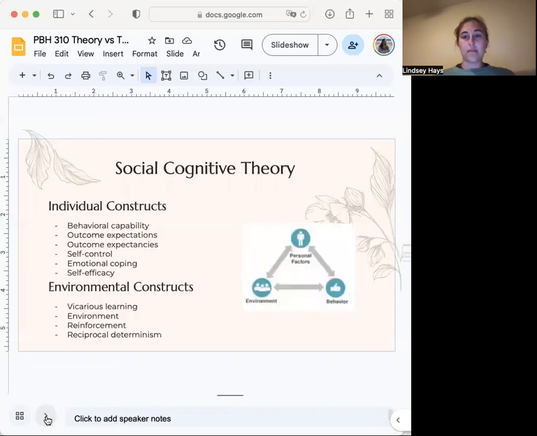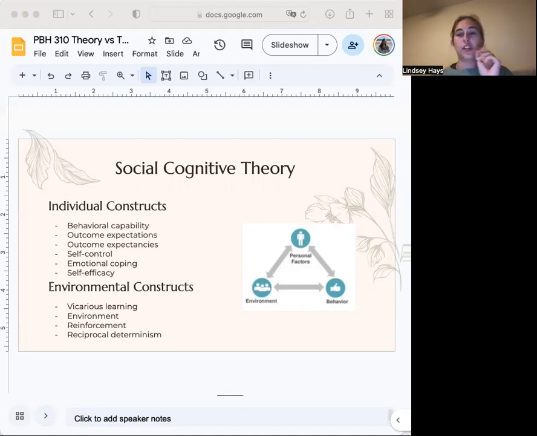So for the next theory, it is social cognitive theory. This is both an individual and external theory. It talks about the importance of not only yourself, but the environment that you're in and how it can impact your behavior. So for the first individual construct, which is behavior capability, it's the difference between learning and performance.